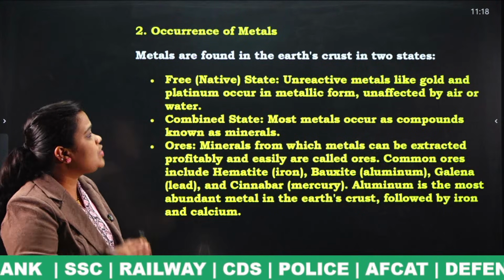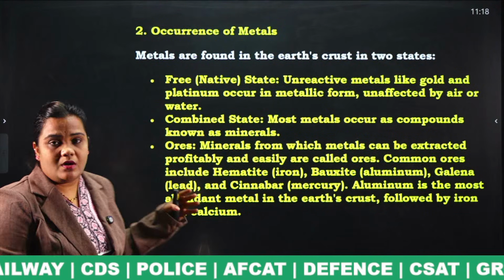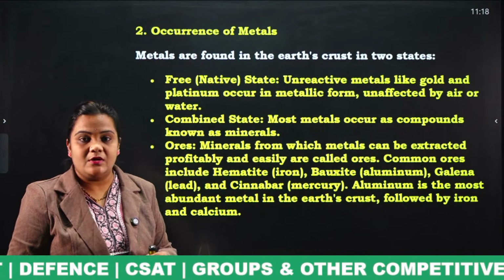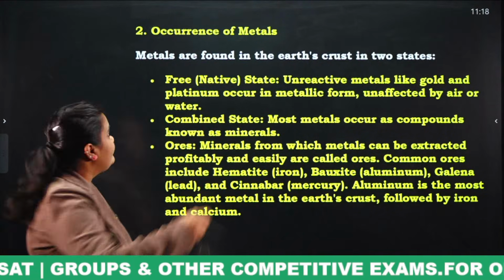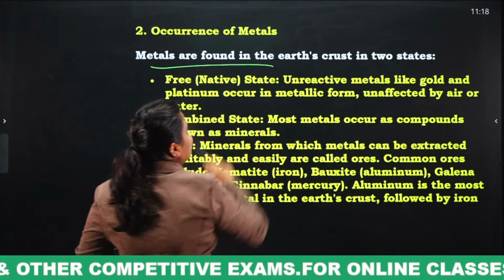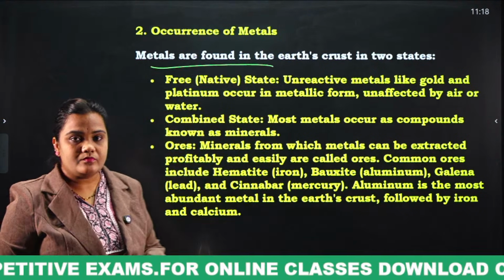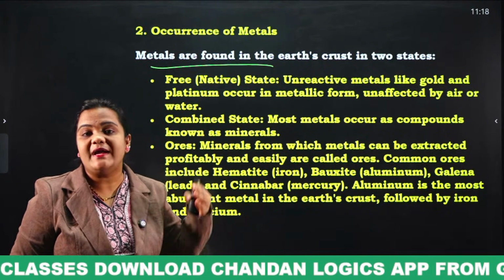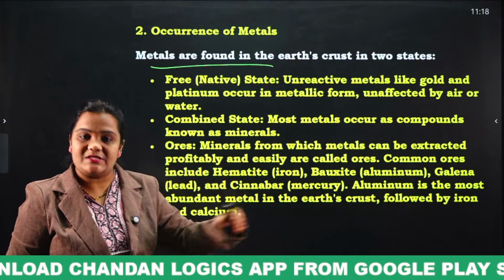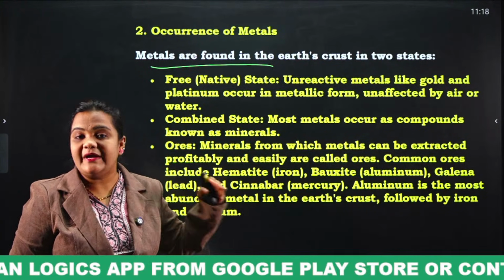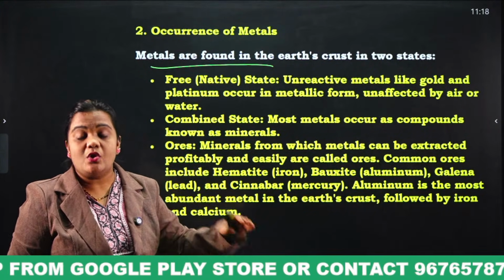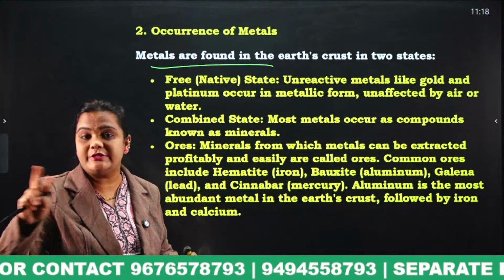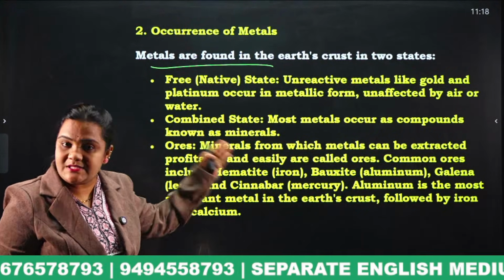Next, occurrence of metals. How do metals appear in our universe? Now we are going to discuss. Metals are found in the Earth's crust in two states. You all know what the earth crust is. The outermost layer of the earth is considered as what, students? Crust. So inside the earth's crust, the metal exists in two states. Let us discuss them now.